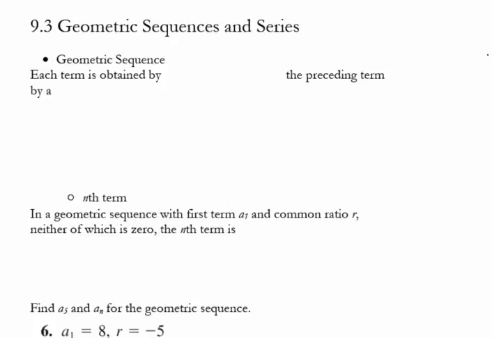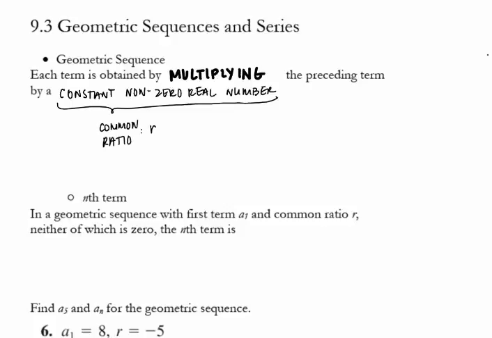A geometric sequence is obtained when we multiply the preceding terms by a constant non-zero number. We call that thing the common ratio. We use the variable r to represent it, and it can be found by taking the ratio of any two successive terms. So the second term over the first term, the third term over the second term.